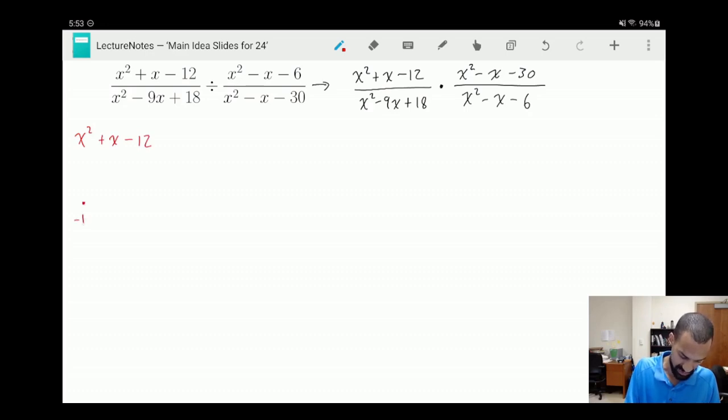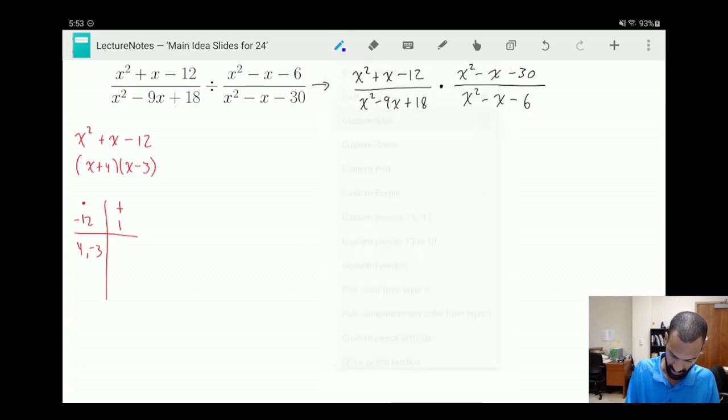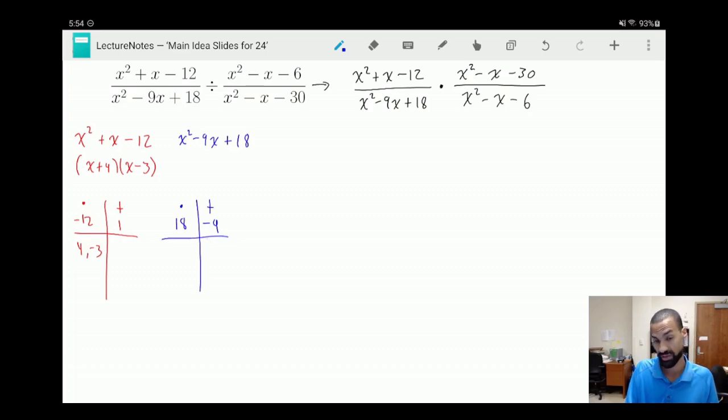X squared plus x minus 12. 2 numbers that multiply together to be negative 12, but add together to be 1. I understood 1 in the middle there. That would be 4, negative 3. So this will factor as x plus 4, x minus 3. X squared minus 9x plus 18. I need two numbers that multiply together to be positive 18 but add to be negative 9. That would be negative 6 and negative 3. So this factors as x minus 6, x minus 3.